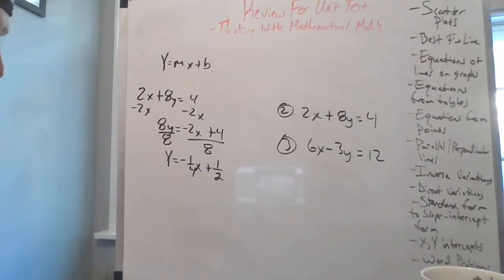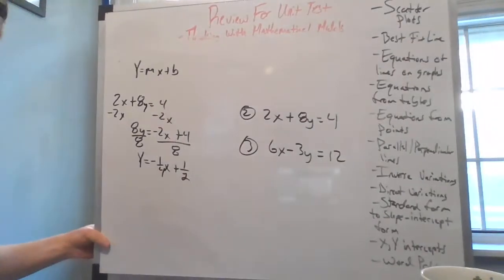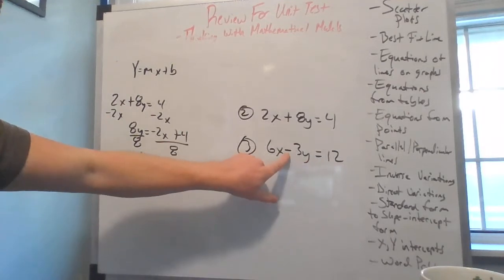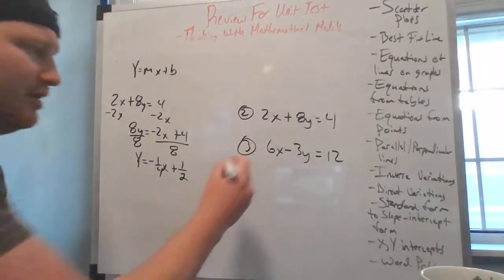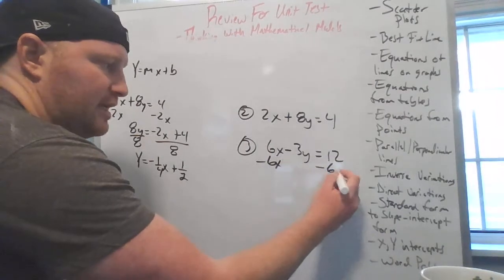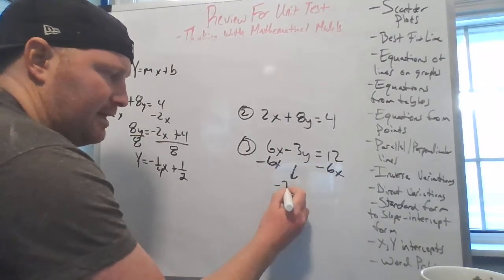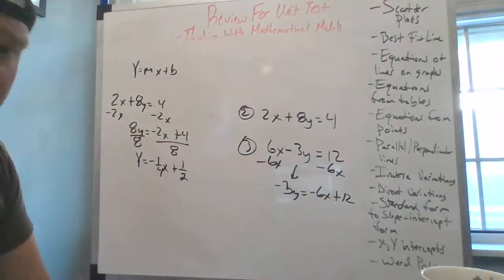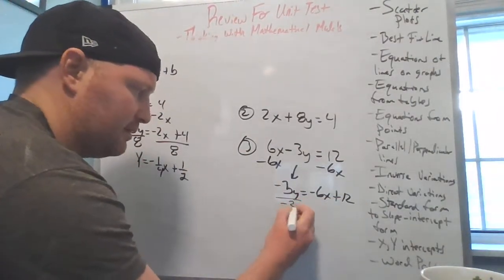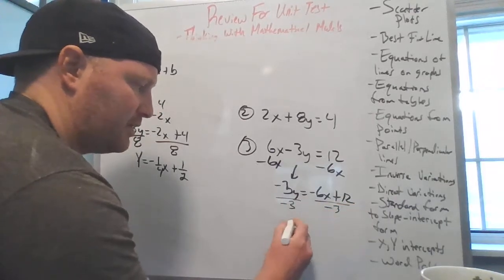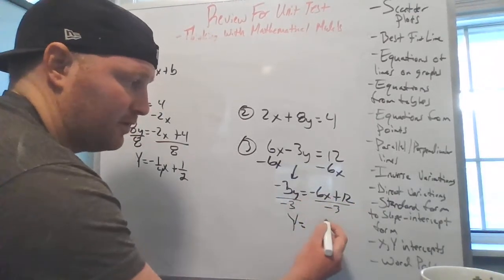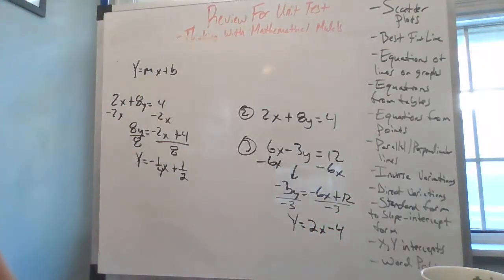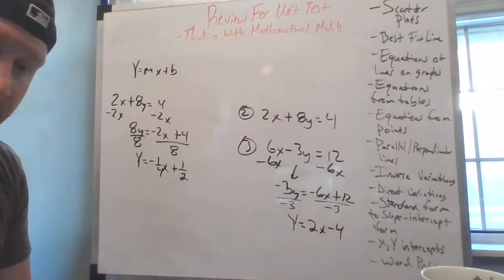Okay? And then my last one I'll just do right over here. Now remember, I don't add 6x to both sides, because this is a positive 6x, so I'm going to subtract 6x from both sides. And I'm left with negative 3y equals negative 6x plus 12. Now be aware of these negative numbers because you're going to see it on the test. Divide both sides by negative 3, so I get y equals negative 6 over negative 3 reduces to a positive 2x minus 4. Okay? That is good review for some stuff you're going to see.